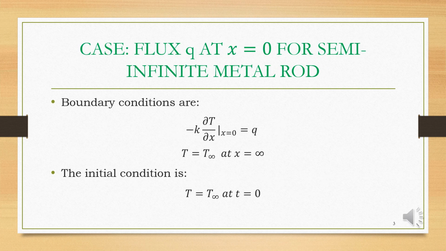The scenario we're going to look at is one where there's a flux Q at x equal to 0. The boundary conditions are the negative temperature gradient at x equal to 0 times the thermal conductivity K is equal to Q. The other boundary condition is that T is equal to T infinity at x equal to infinity. The initial condition is T is equal to T infinity at t equal to 0.